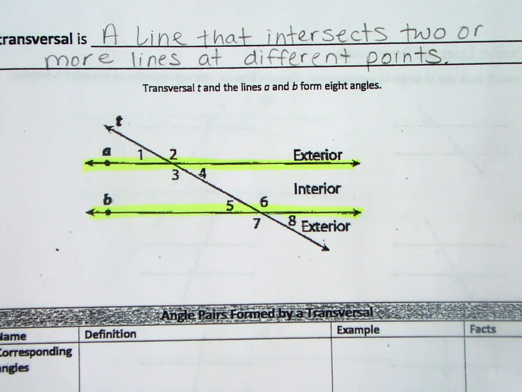Miss Bella? 3, 4, 5, 6. Good. 3, 4, 5, 6. And then the angles that are on the exterior. Kaylee? 1, 2, 7, and 8. Okay, so that'll be useful down here as we go.